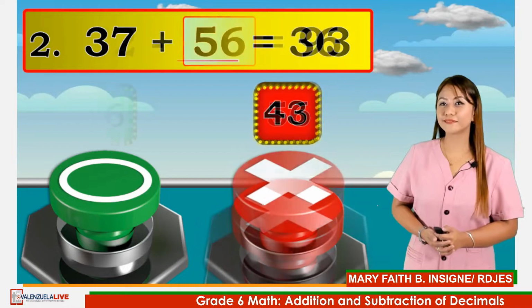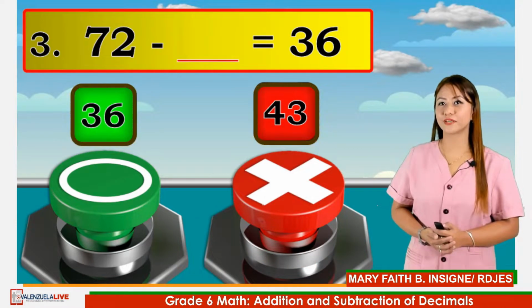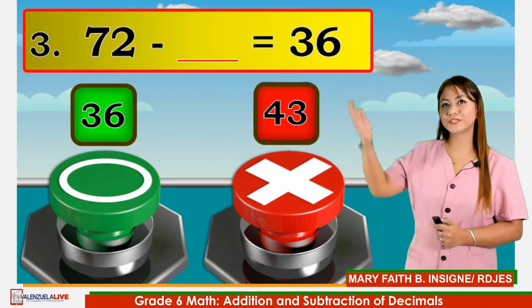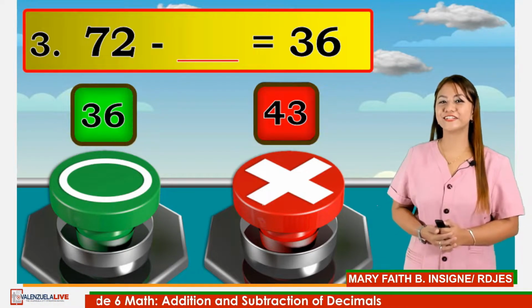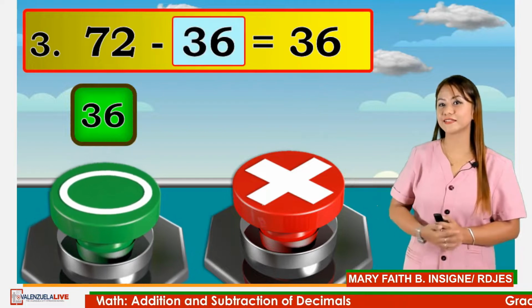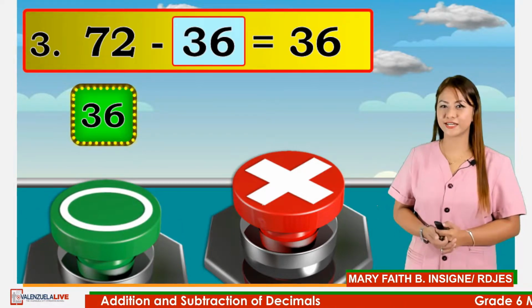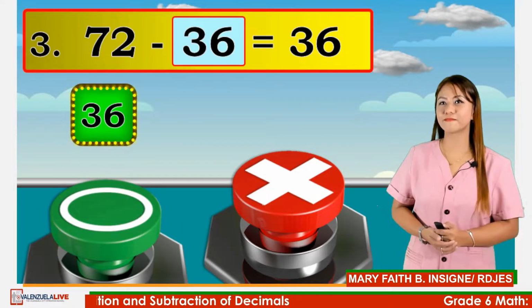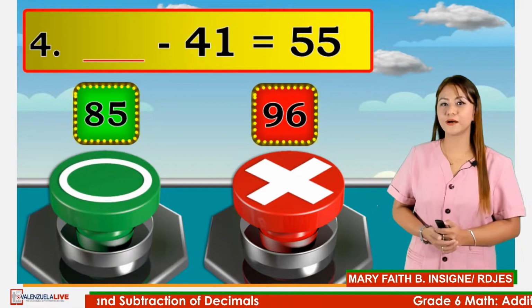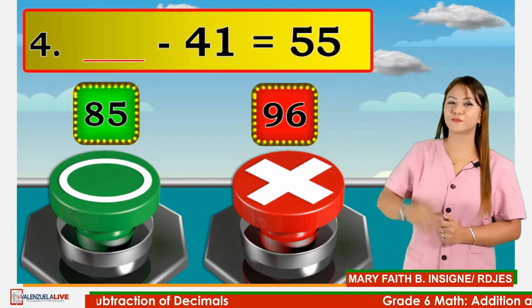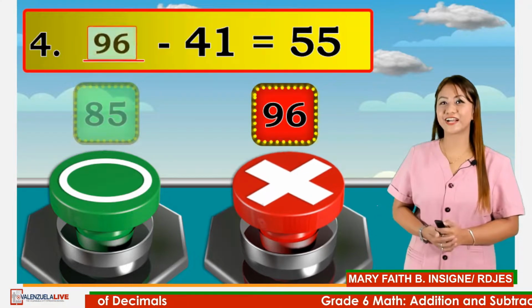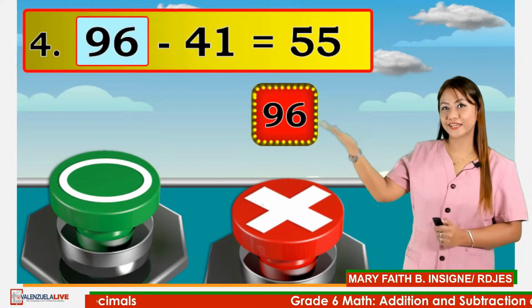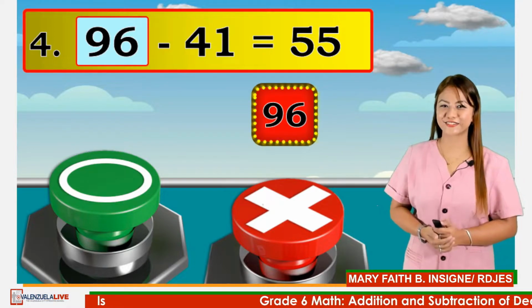Next, what number will be subtracted from 72 to get 36? Correct. 36 or green is the right answer. Then find the missing number of the equation blank minus 41 equals 55. Correct. Red or 96 is the right answer.